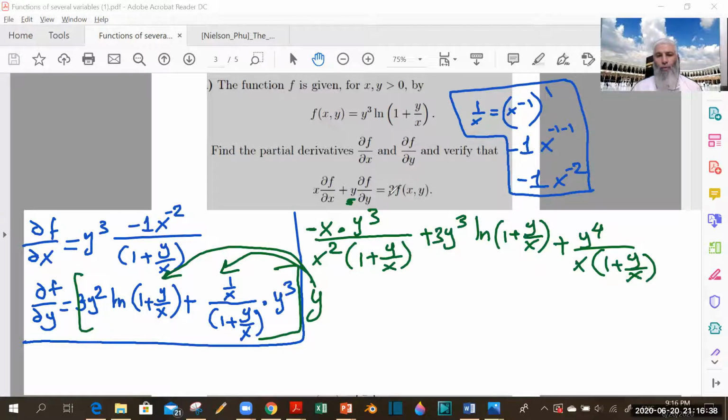So we need to calculate this to be 3 multiplied by f of x, y, which is y cubed ln of 1 plus y over x. This should be like this. Okay? Yes. Something wrong or what? There is.